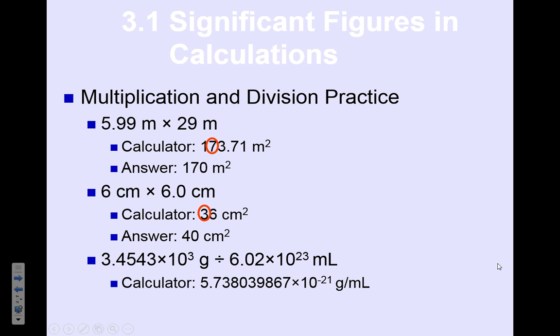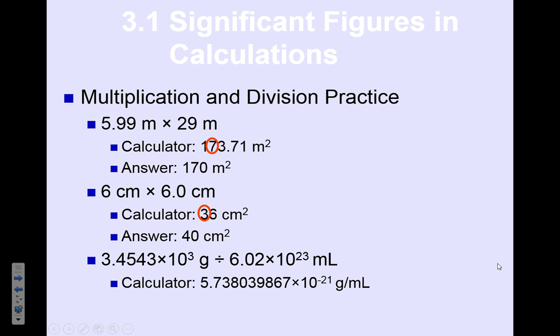Now, division works the exact same way. You literally plug your numbers in the calculator, and it doesn't matter if we're in scientific notation. The process works the same way. So I'm going to put 3.4543 and then hit my EE. Remember, do not hit times 10. That's what the EE key means in your calculator. And then 3. And then I'm going to divide that by 6.02 EE 23.